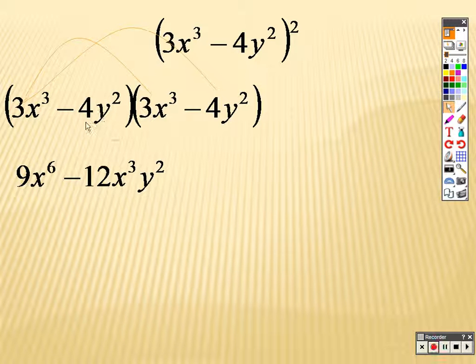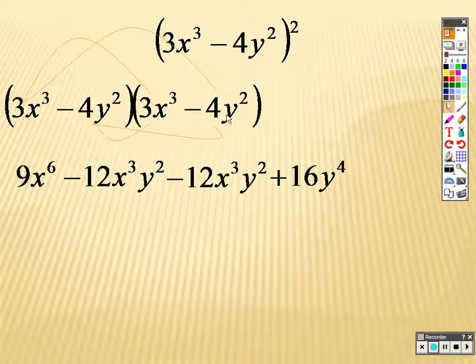Over here, negative 4y squared times 3x cubed. Well, negative 4 times 3 is negative 12. But once again, this is x cubed, and this is y squared. They don't go together, so I just wrote them side by side. And then negative 4y squared and negative 4y squared. Well, negative 4 times negative 4 is positive 16. And then you just add the exponents together because the y's are the same. So 2 plus 2 is 4.